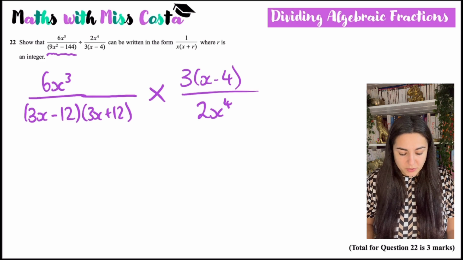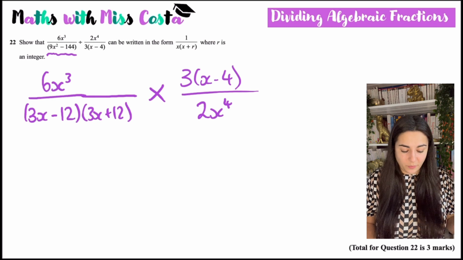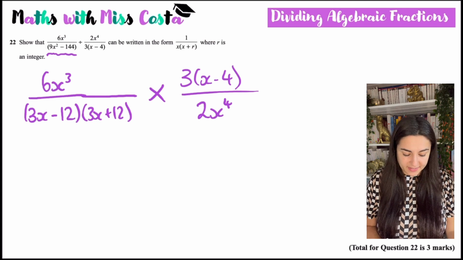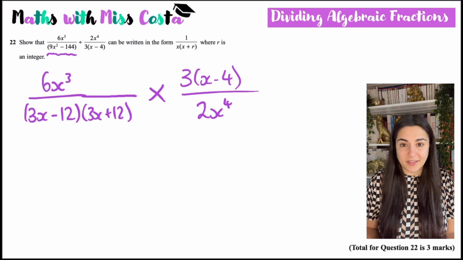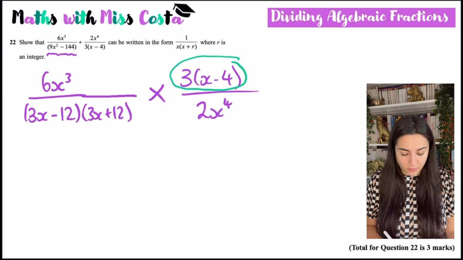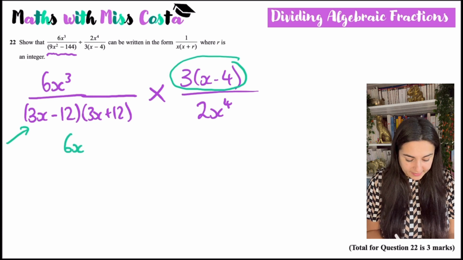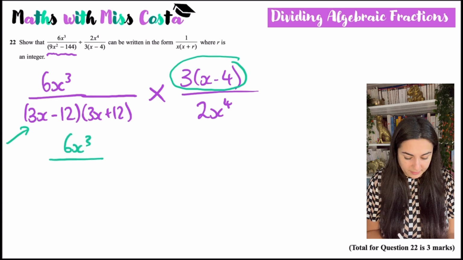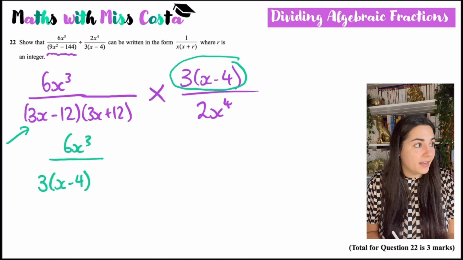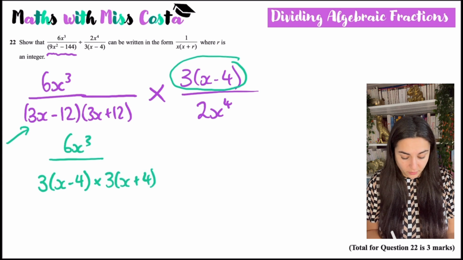So when I'm multiplying, dividing or manipulating algebraic fractions, essentially what I want to do is find a part on the denominator that is the same as a part on the numerator so that it can cancel out. Now, what I can see is that over here, I've got 3x take 4. Over here, I've got these brackets, but I know I can factorise them further. So I could turn that into 6x cubed over, and if I took the 3 out, that would become x take 4. And then this one would be 3x plus 4.